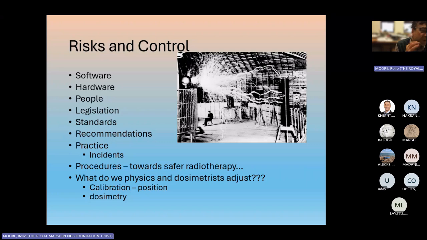But we want to think about what kind of risks, and controls of those risks, we in the profession and caring radiotherapy team give and control to our patients. There are many causes of these risks that enable the treatments to go ahead, and there are many mitigations. I've just listed a few, including legislation, standards, recommendations, and also learning from incidents during the practice of radiotherapy.